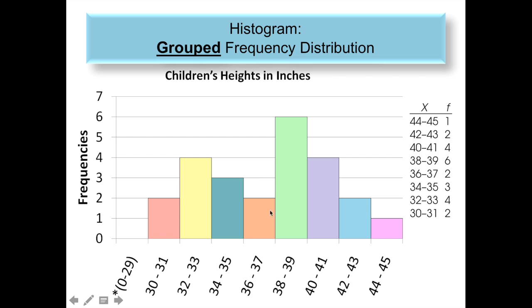Okay, so let's go back to this 38 to 39, this green bar here. Now, 6 people raised their hand and they said that they had a child who had a height of 38 to 39 inches. Now, could all 6 of those children have a height of 39 inches and nobody has a height of 38? Yep. Could we have 3 children at 38 inches and 3 children with 39 inches? Yep. So one of the drawbacks is that you start losing some of that precise data when you start grouping frequency distributions in a histogram.